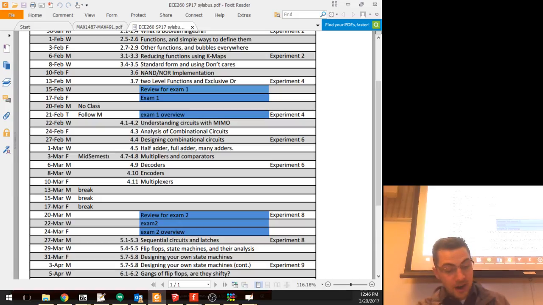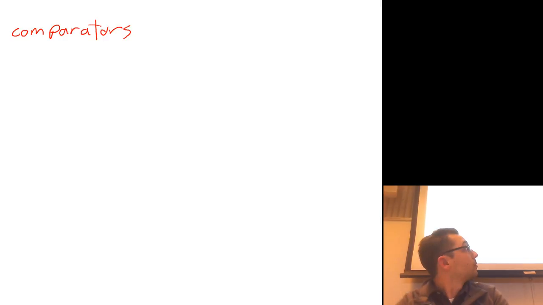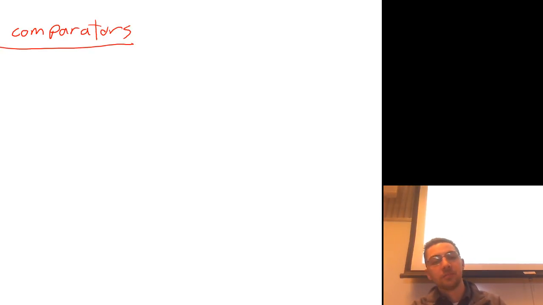Sure. Comparators is not a 5-minute topic, but we'll cover what we can. You can't see this on the screen, can you? There we go. Comparators. We have 3 types of comparators. Equal, greater than, or less than.